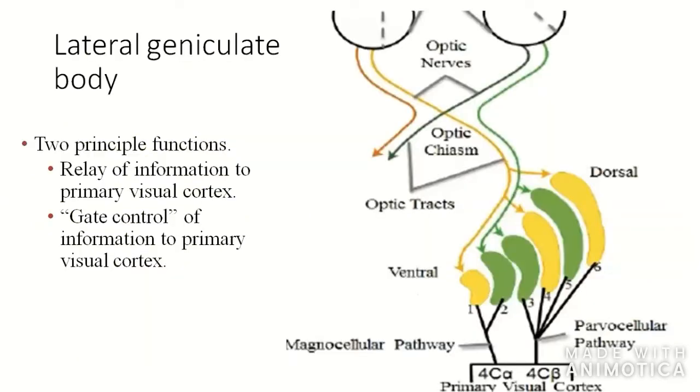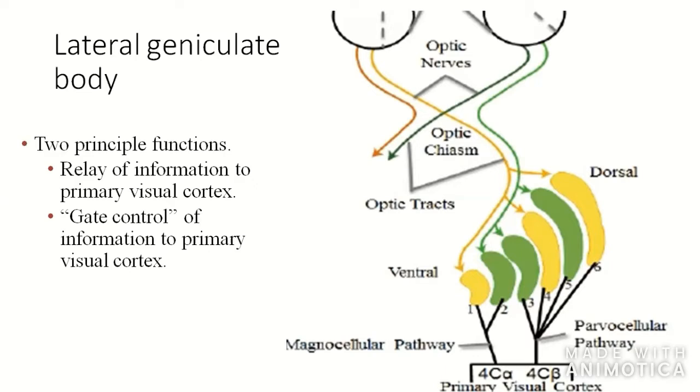Now, the lateral geniculate body or nucleus is divided into 6 layers. Layers 1, 4 and 6, as colored by yellow, receive the nasal fibers from the opposite eye, that is, they have a contralateral representation, and layers 2, 3 and 5 have an ipsilateral representation from the temporal side of the same eye.